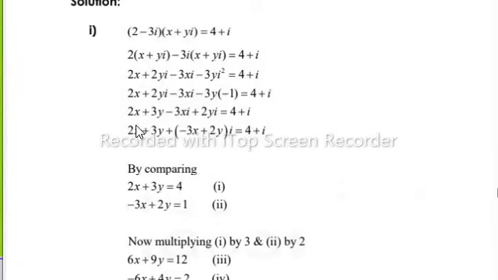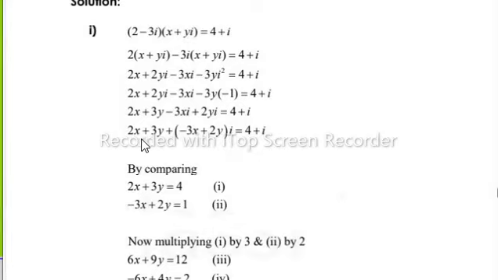In the next step, 2x plus 3y will be written in this form, and then we take brackets for the complex terms having i. 3x also has i, while 2y also has i. That's why we take i common here, and minus 3x plus 2y will be written in the bracket. This is equal to 4 plus i, written same as it is.